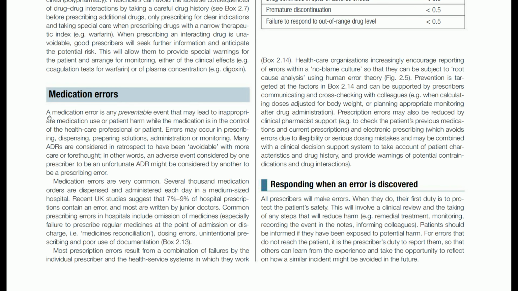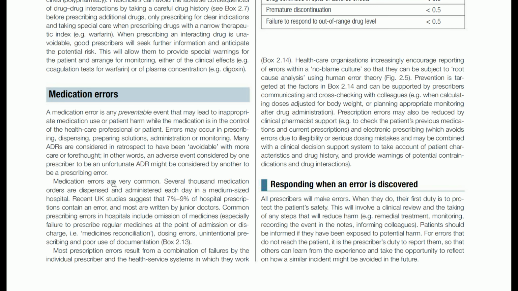Medication errors. A medication error is any preventable event that may lead to inappropriate medication use or patient harm while the medication is in the control of the healthcare professional or patient. Errors may occur in prescribing, dispensing, preparing solutions, administration, or monitoring. Many ADRs are considered in retrospect to have been avoidable with more care or forethought. In other words, an adverse event considered by one prescriber to be an unfortunate ADR might be considered by another to be a prescribing error.